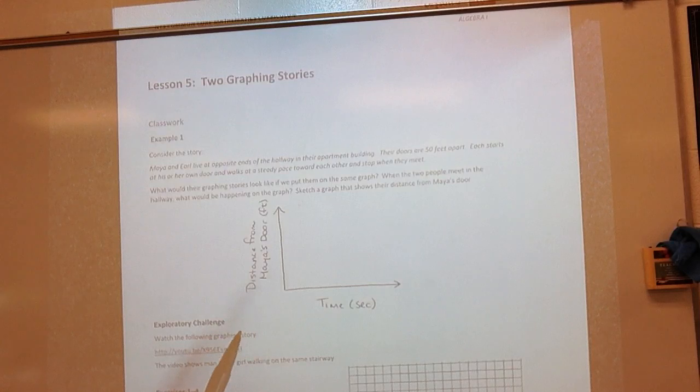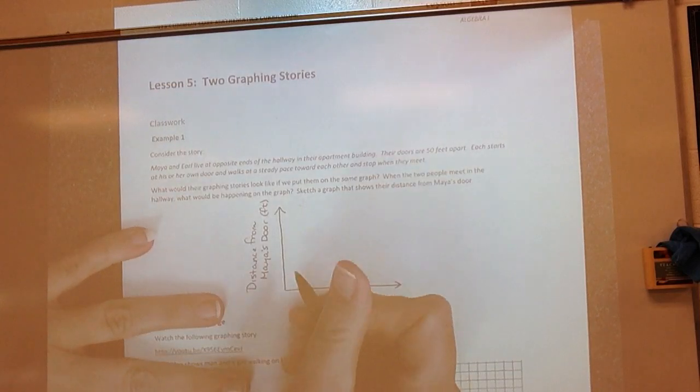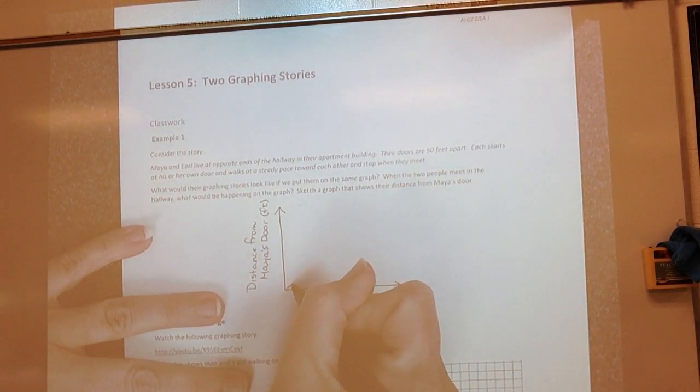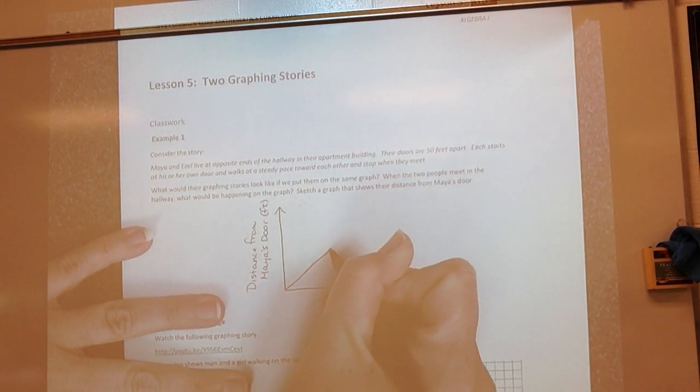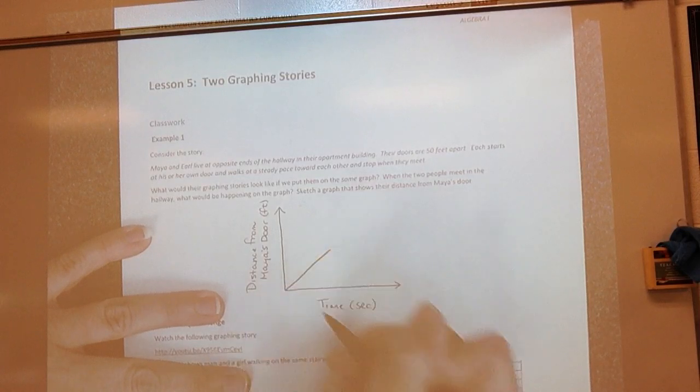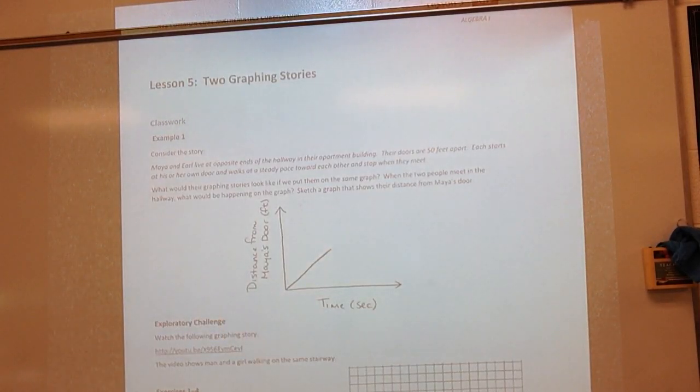So notice we're not doing distance from each other. We're doing distance from Maya. So it says Maya starts at her door and walks towards Earl. So Maya's graph is going to look like this. What's going to happen? Eventually they're going to meet.